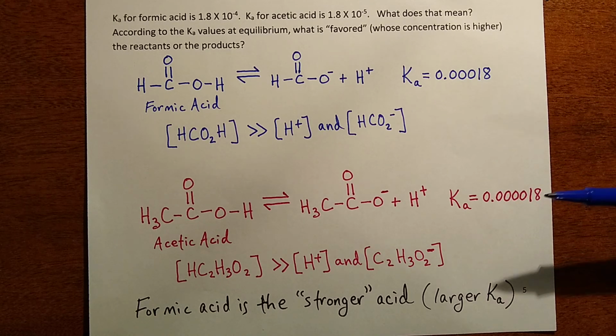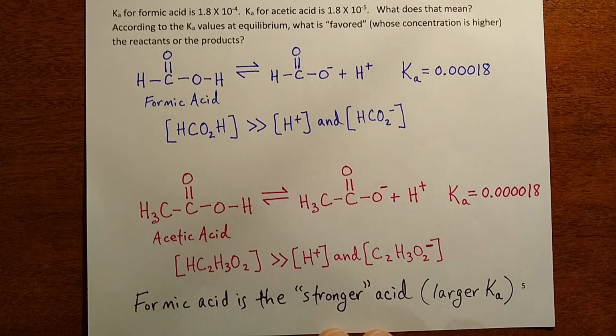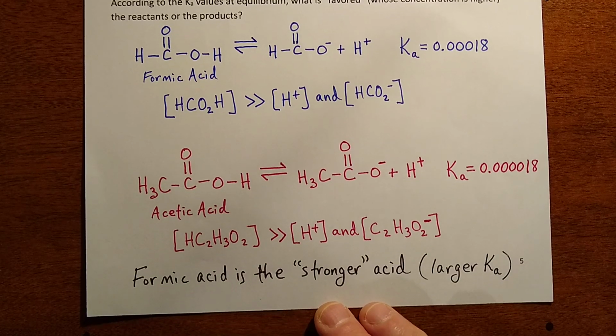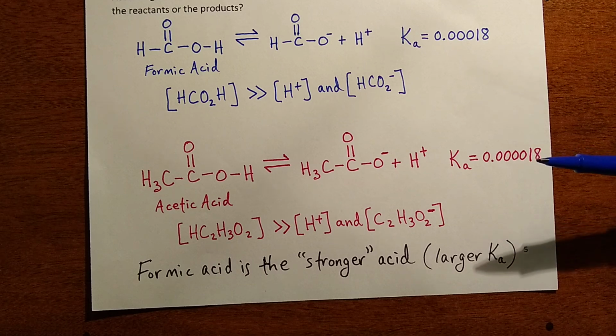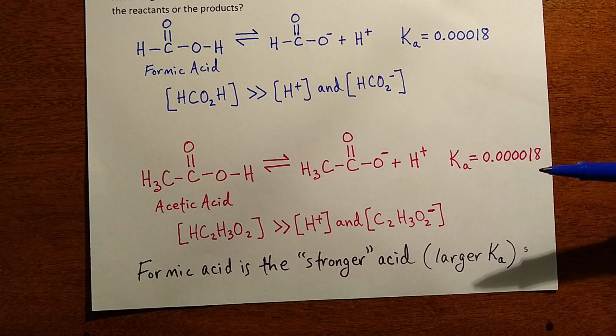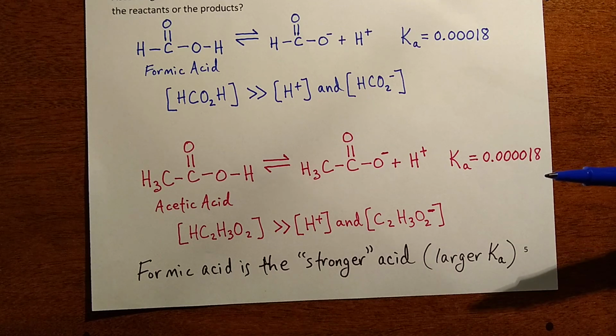So that's what I want you to understand at this point: looking at relative sizes of Kas, can you predict the relative strength of weak acids? And we can also apply this same logic to weak bases.